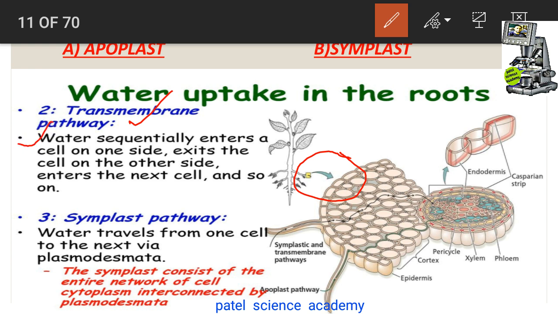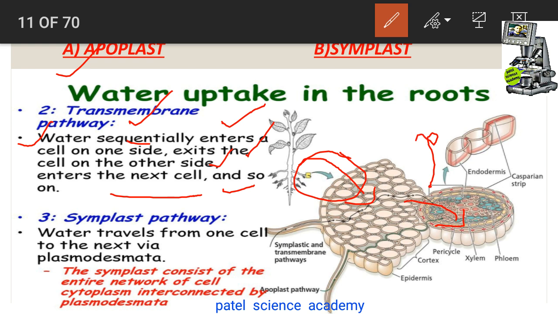The water sequentially enters a cell on one side and exits the cell on the other side, then enters the next cell, and so on. So simply, the water sequentially enters the cell at one side and exits the cell at the other side, and then it enters into the next cell. So this is the process known as apoplast, in which water enters from one side and exits from another side.